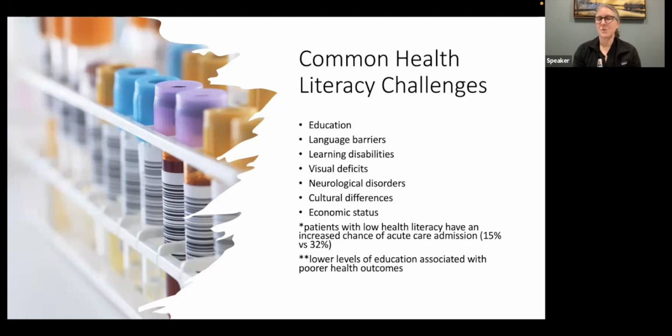But other patients have just always struggled with ADD, for example, or they've always struggled with dyslexia. And so we want to make sure that we respect that and provide information in ways that they can best understand. We also run into visual deficits. It could be because they have cataracts or glaucoma.